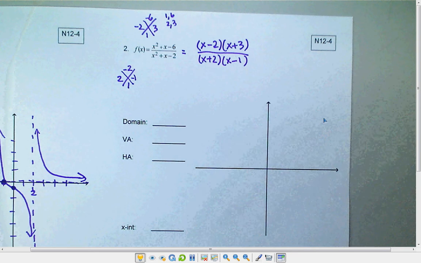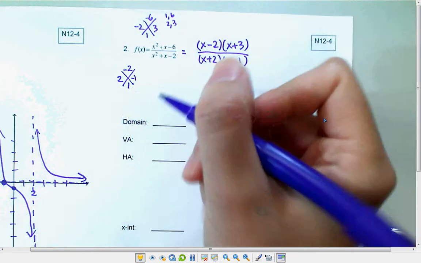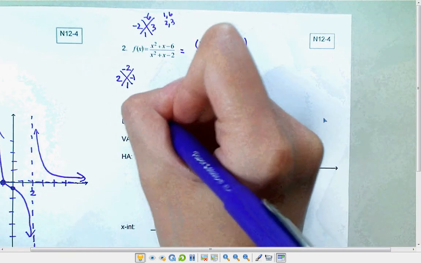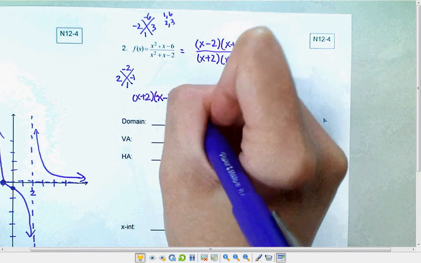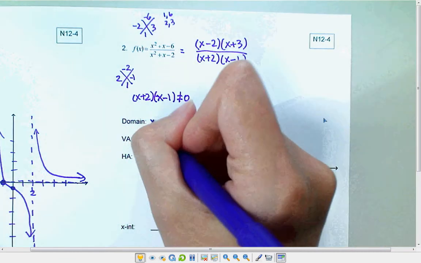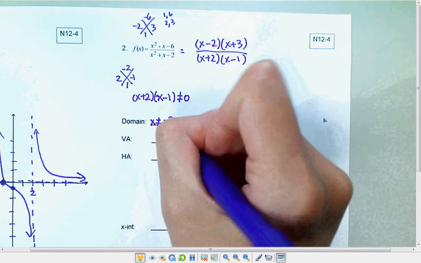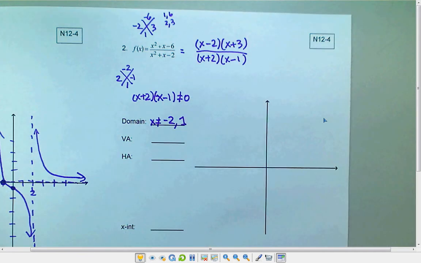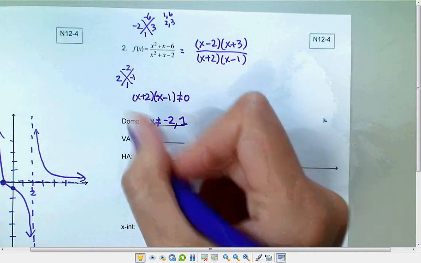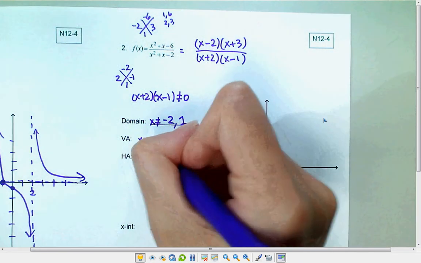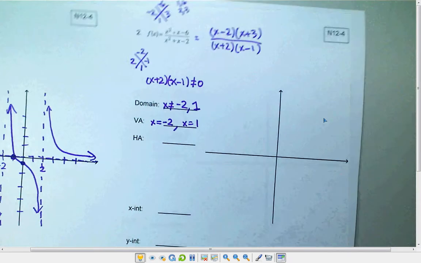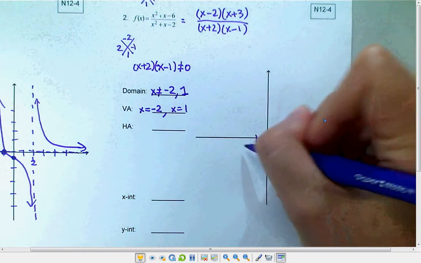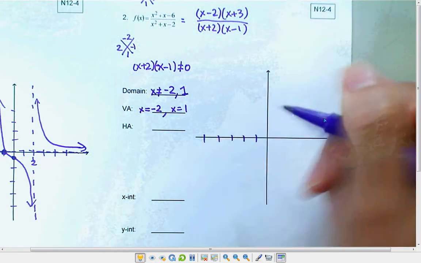Okay, now let's look at our domain. Again, denominator does not equal 0. So our denominator x plus 2, x minus 1 does not equal 0. We're going to get two answers here when we solve. We get x does not equal -2 and x does not equal 1. Vertical asymptote same as our domain. So x equals -2, x equals 1. I'm going to go ahead and draw this on my graph. So -2.